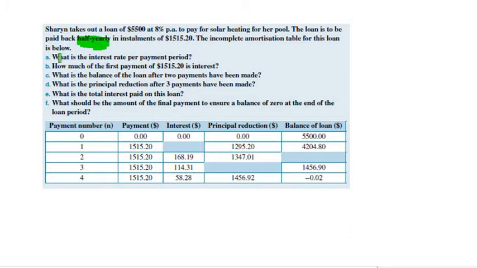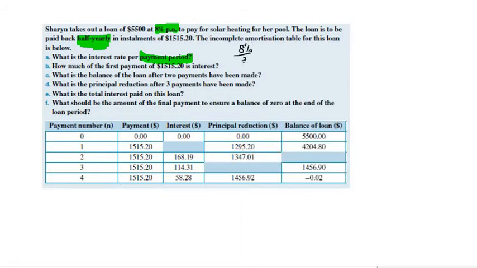So the first question we have is what is the interest rate per payment period? What is the payment period? Payment period is half yearly. But what is our interest rate? Our interest rate is 8% per annum. So it's 8% per year, but we are paying half yearly. So we can divide by 2 because in a year we have 2 half years, so we have 2 payment periods over here. So we are dividing 8% by 2.